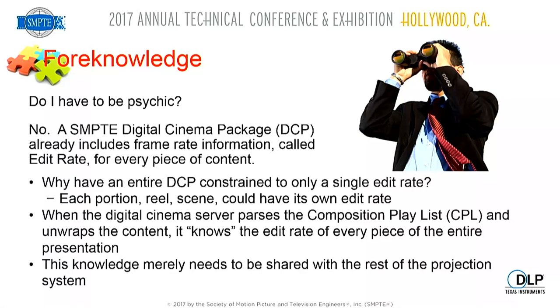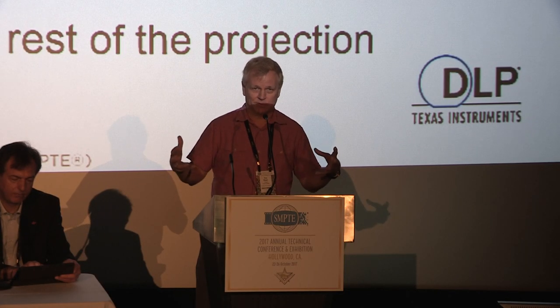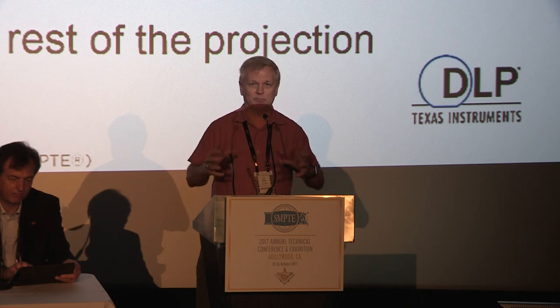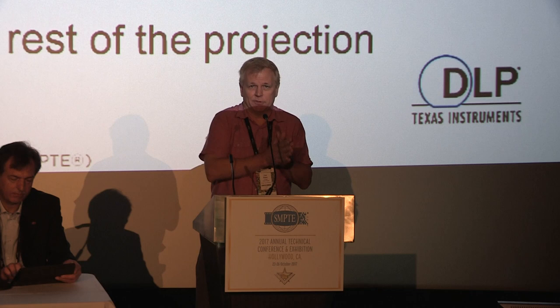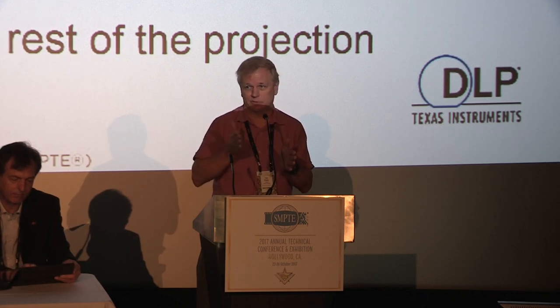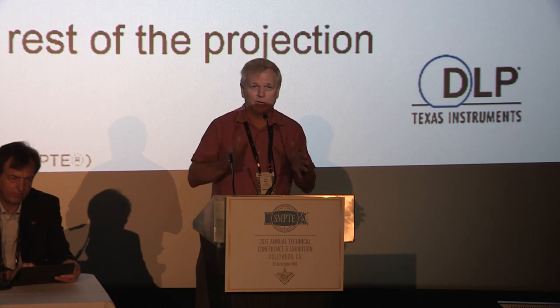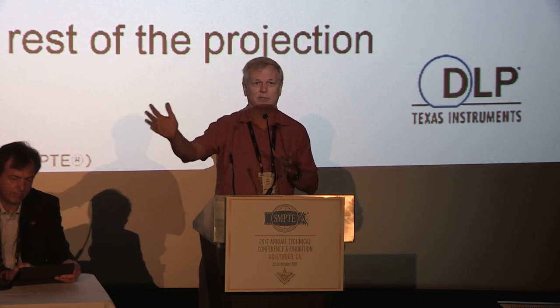What if each portion, each reel, each scene could have its own edit rate? When the server takes this composition and unwraps it and unpackages it, it knows already every single time point where it changes from reel one to reel two, reel two to reel three, okay, and it already knows the edit rates in advance. All it has to do is pass that knowledge along, pass it down the chain. So how might that work?